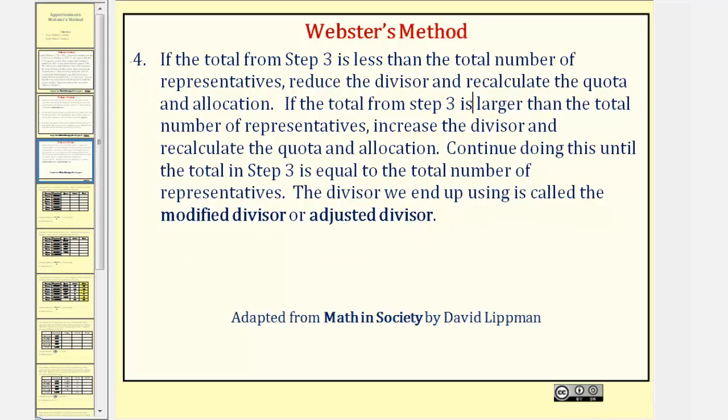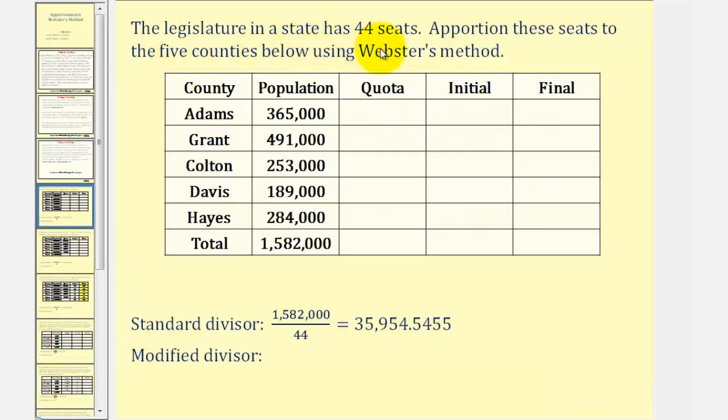Let's take a look at our first example. The legislature in a state has 44 seats. We want to apportion these seats to the 5 counties below using Webster's method. We want to begin by finding the standard divisor, so we find the sum of all the populations, which is 1,582,000. We divide this by the number of seats, which is 44, giving us a standard divisor of 35,954.5455.